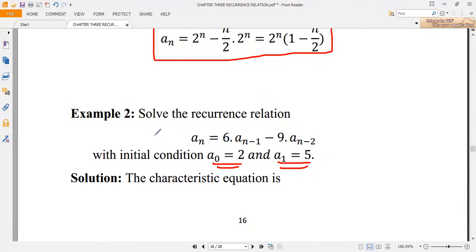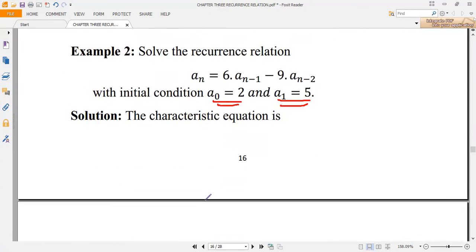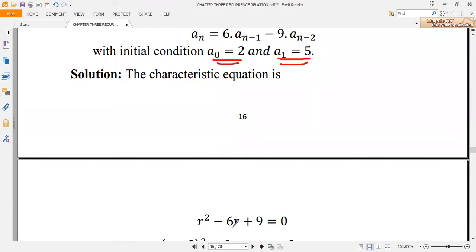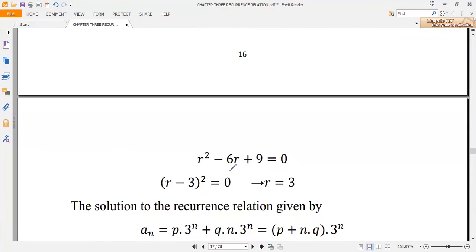So the characteristic equation to this second order linear homogeneous recurrence relation is given by r squared minus 6r plus 9, which is equal to 0. And the roots of this quadratic equation are obtained by finding the two numbers whose sum is minus 6 and whose product is 9. So the numbers are minus 3 and minus 3. Their sum is minus 6 and their product is positive 9. So (r minus 3) the whole squared is equal to 0. So r equal to 3 is the root of the characteristic equation with multiplicity 2.